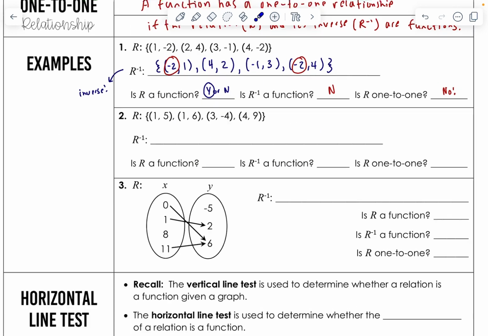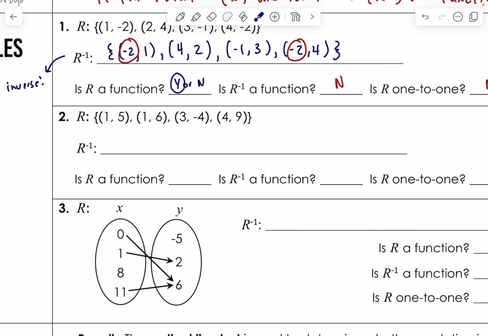So let's look at another example right here. Let's look at example number 2. They give you a relation, a set of points. They want you to find the inverse of that relation. So I'm going to start off with the curly bracket notation. I'm going to switch the x and the y values that were given. Don't forget the curly bracket notation. And then now we ask ourselves the same questions we asked in the previous example. Is R a function? Yes or no? If you look at R, the x values, the 1 right here will be repeating. So because of that, R will not be a function.